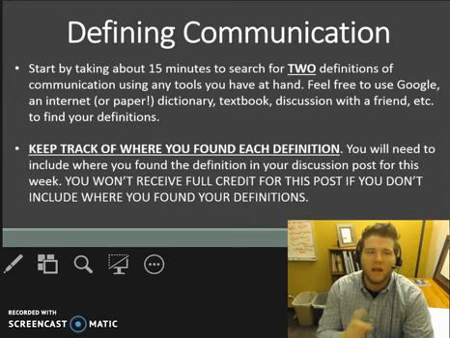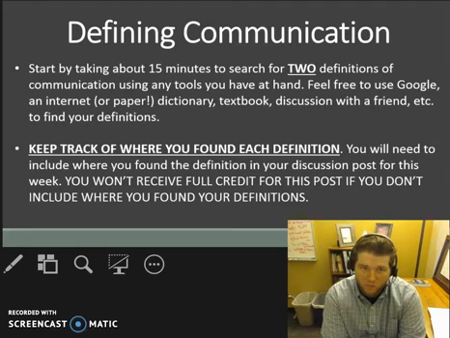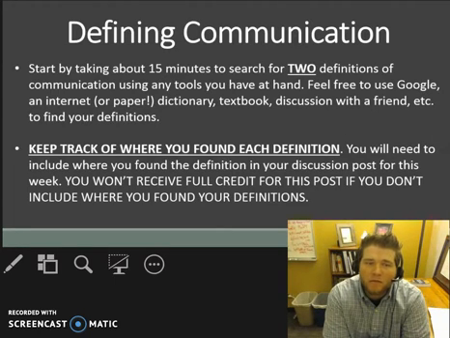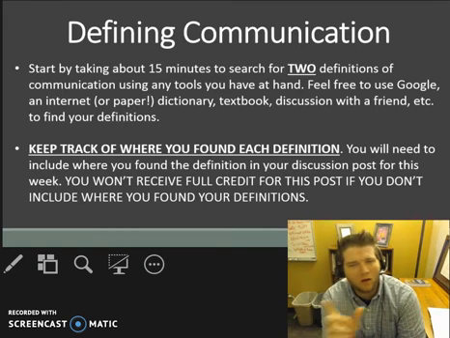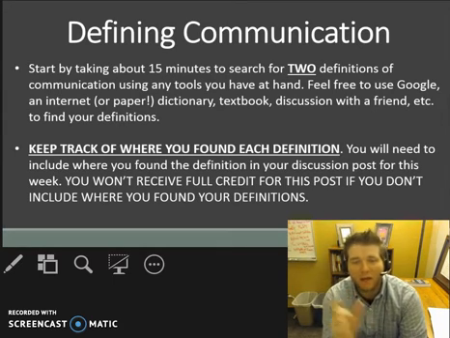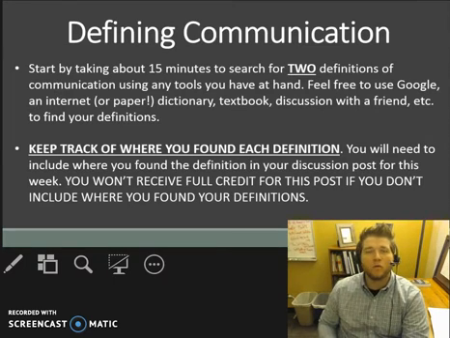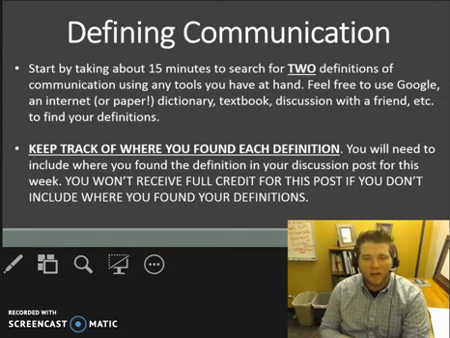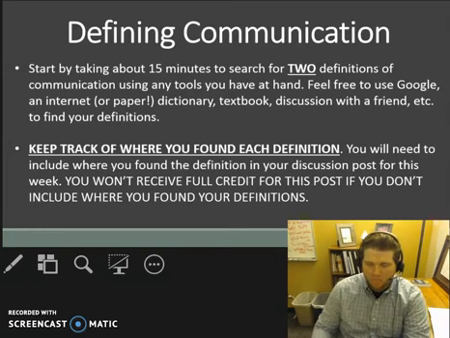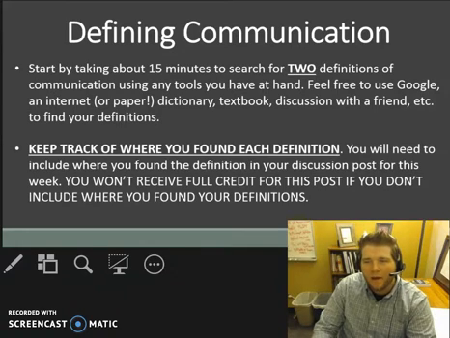And very importantly, I want you to keep track of where you find each definition. You need to include where you found each definition in your discussion post for this week. So make sure that you keep track of where it is. And I don't need the full URL or a full APA or MLA citation or anything like that. I just want you to be able to tell me, I got this from this place, okay? So keep track of where you found it. You won't get full credit for the discussion unless you include that. So make sure you keep track of it. Okay, so spend some time, look for two definitions of communication. Make sure you can remember where you found them.